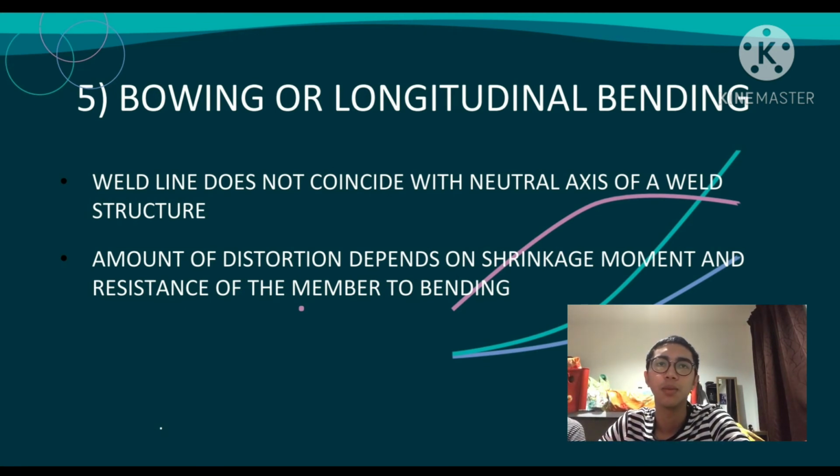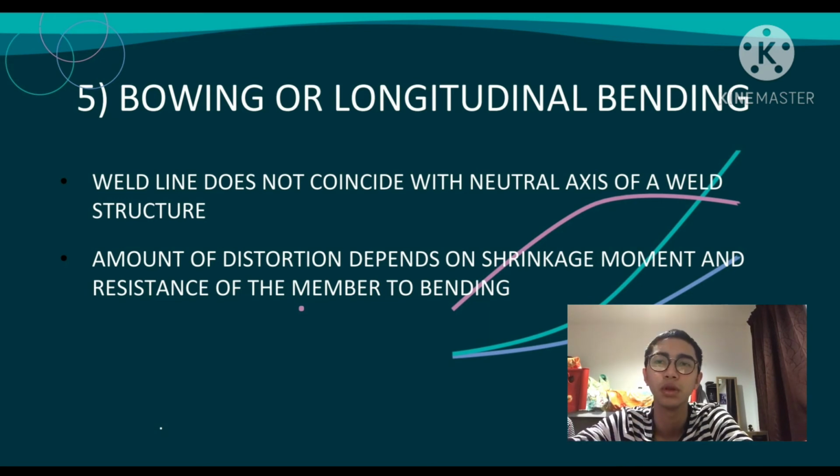Fifth one, bowing or longitudinal bending. Weld line does not coincide with neutral axis of a weld structure. Besides, amount of distortion depends on shrinkage, moment, and resistance of the member to bending.